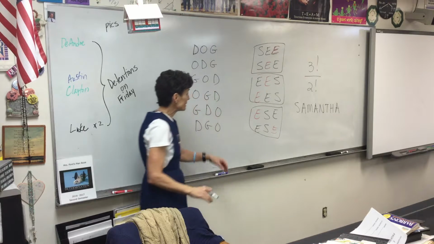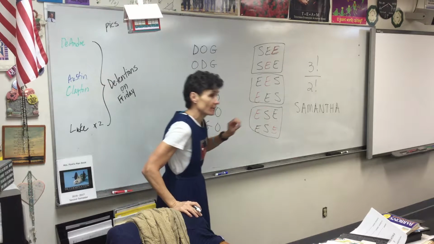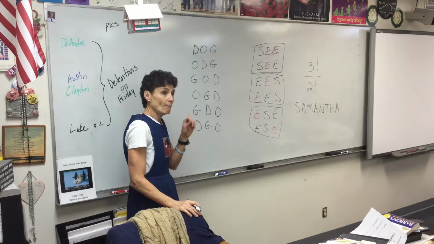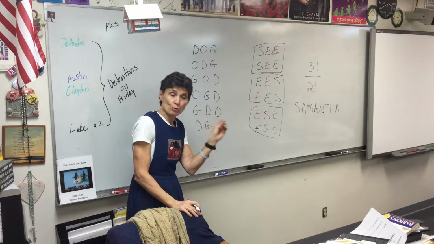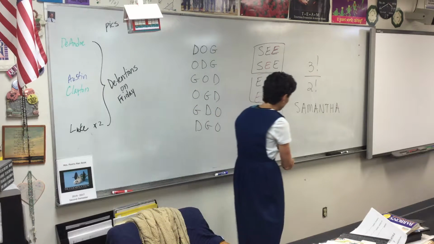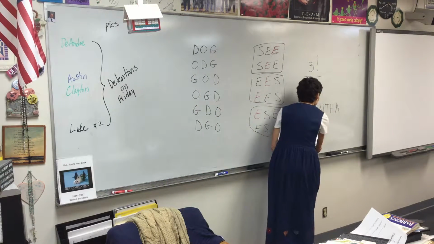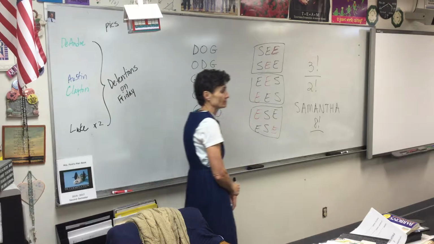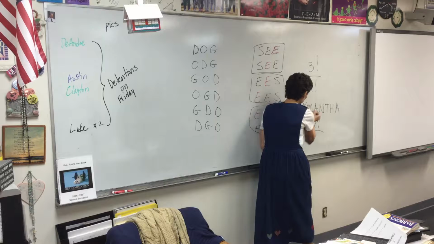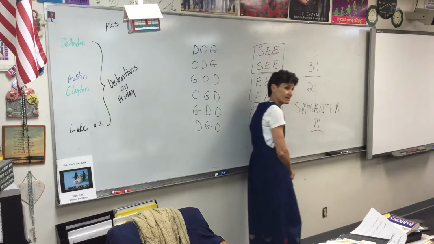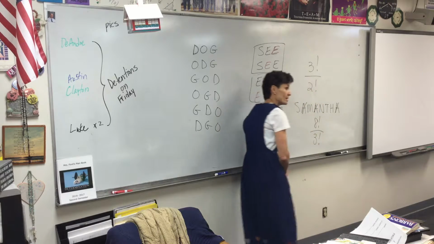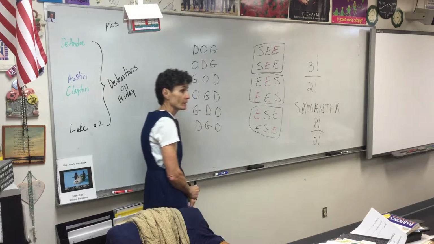How many ways can I arrange the letters of that word? Well, how many letters are there altogether? You always start with that. 8. Forget repeats. How many are there? 8. So we start with 8 factorial. But notice that we have 1, 2, 3 A's. So we're going to divide by 3 factorial.